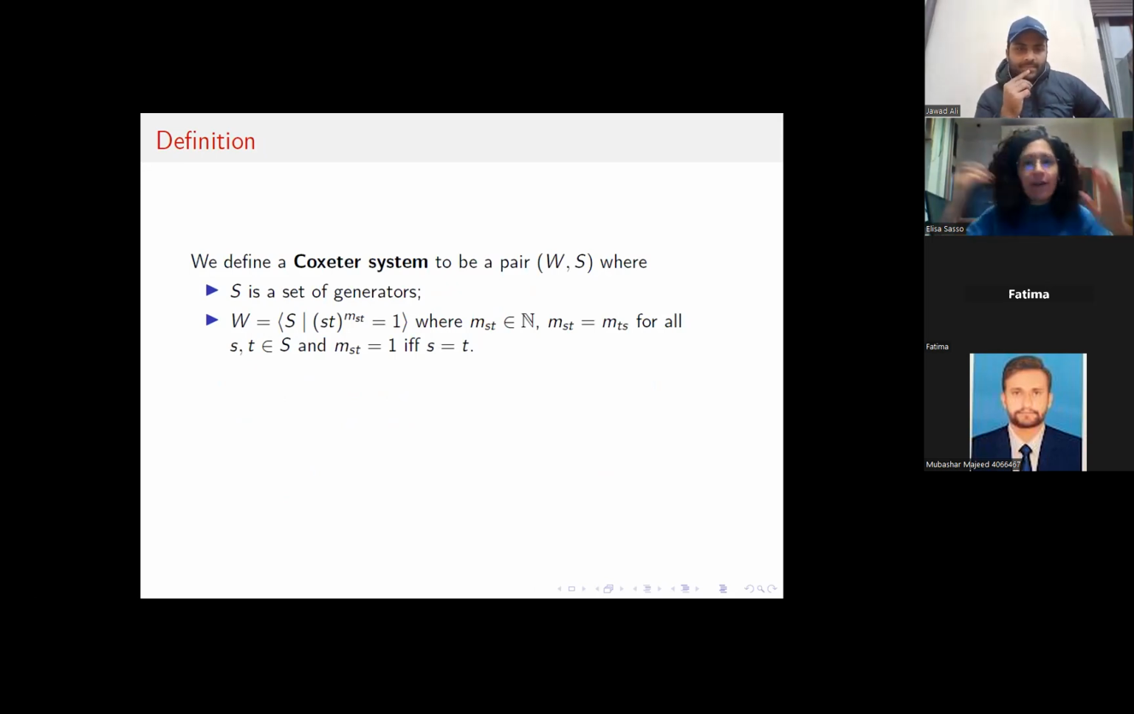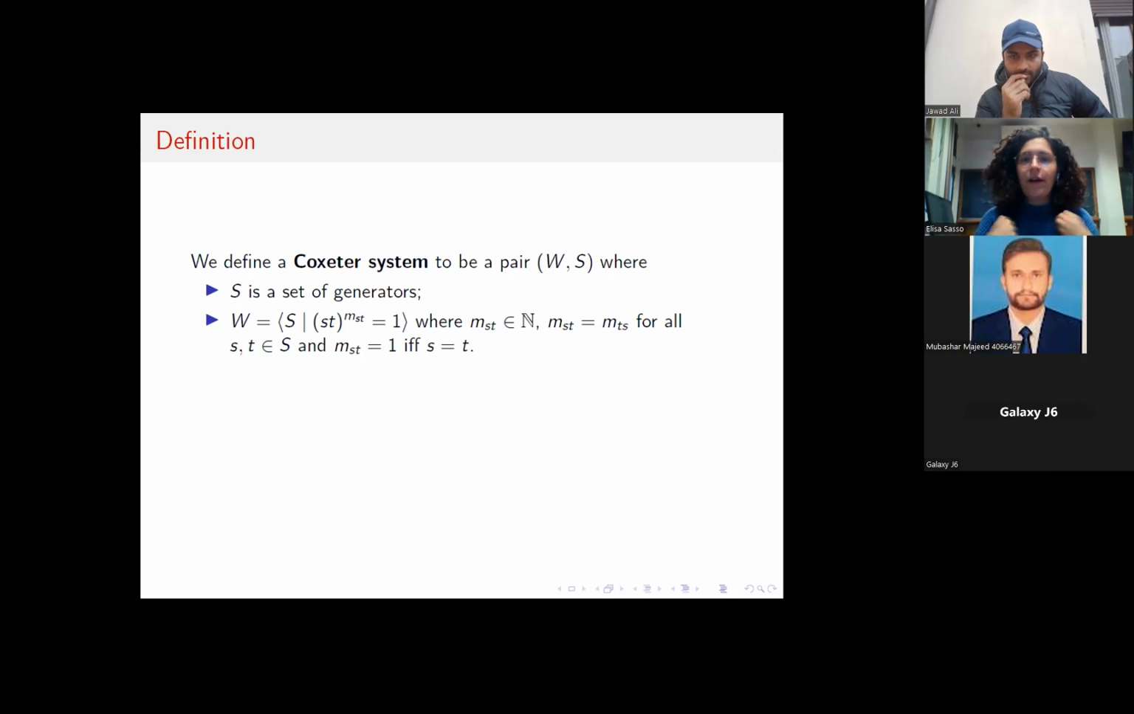I don't know if you ever heard about them. I assure you that you already have seen them. Let me tell you why. So first of all, a Coxeter system is a pair, W and S. S is a set of generators, and W is a group, called a Coxeter group. And it has this presentation. It means that it is generated by the elements of S, and it has these relations.